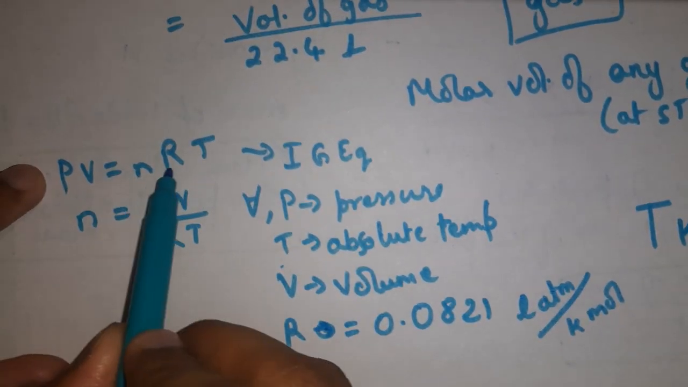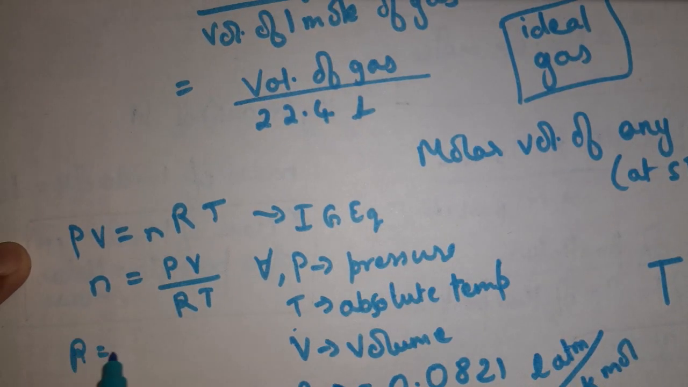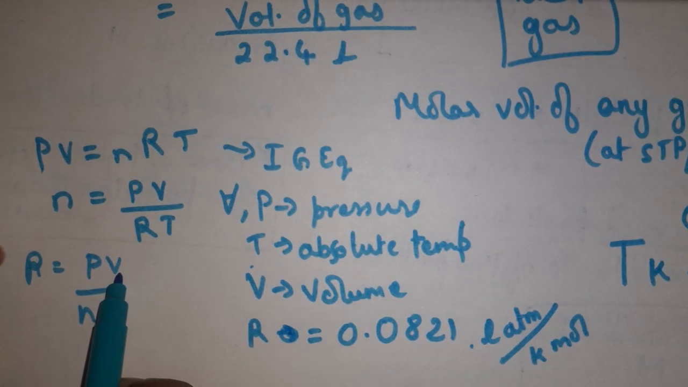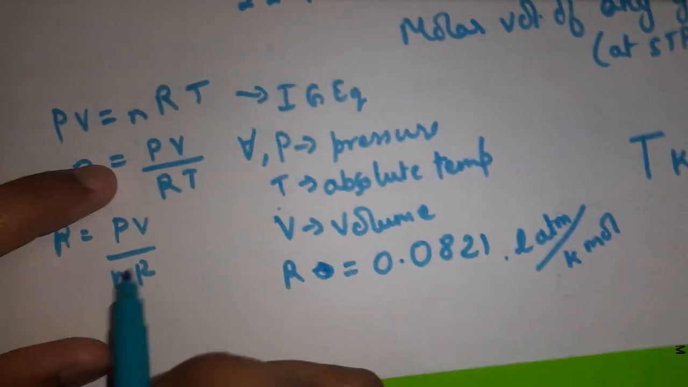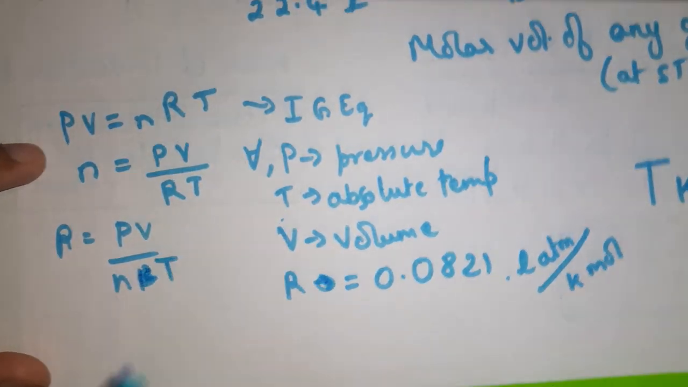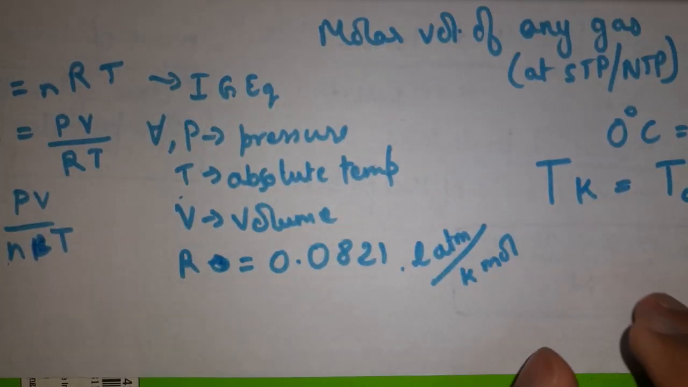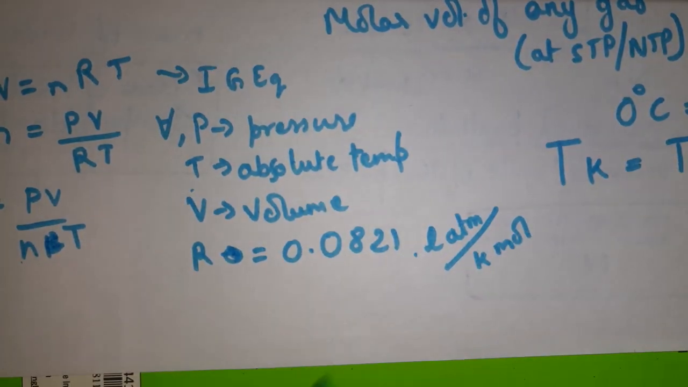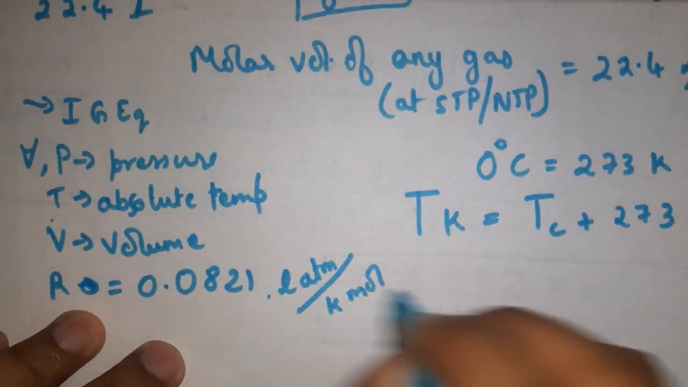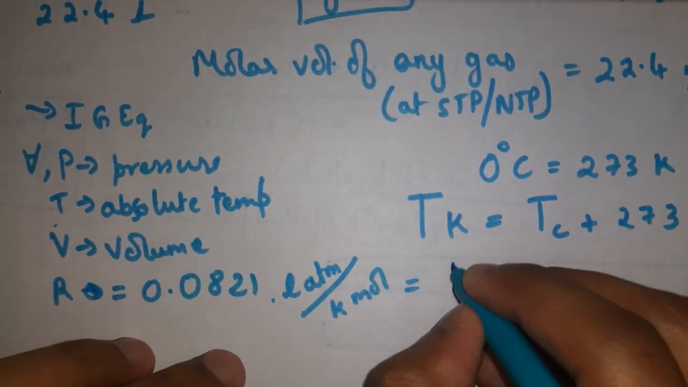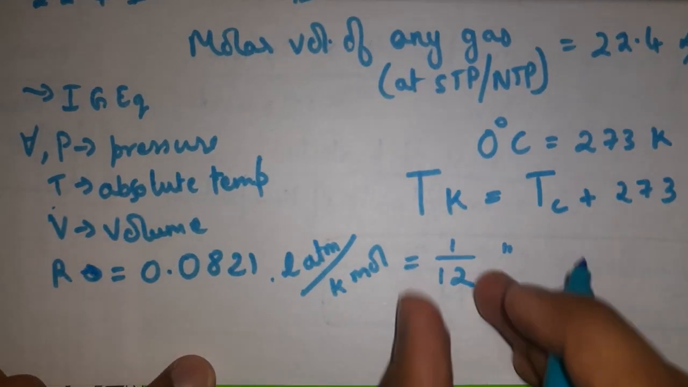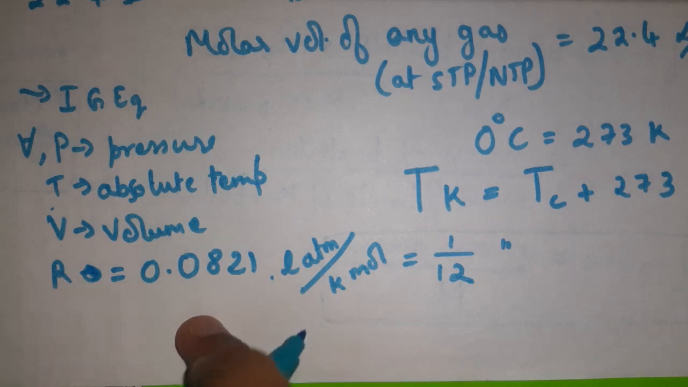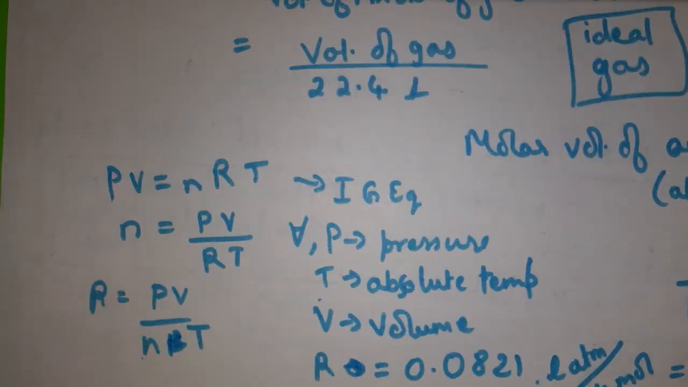It's very simple actually: if you take R equal to PV by nT, liter from volume, ATM from pressure, per Kelvin from temperature, and mole from moles. This is simple. So this is the basic value, and there are many different values in different units. This value can easily be written as 1 by 12 in the same unit. If you calculate 1 by 12, you approximately get this value itself.